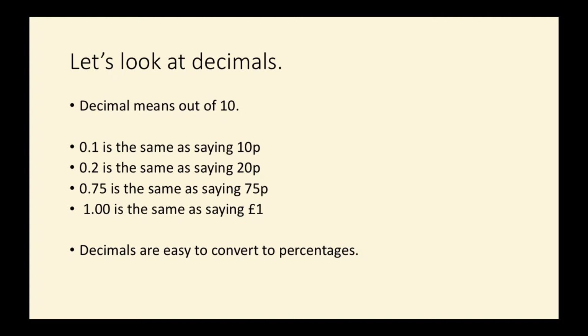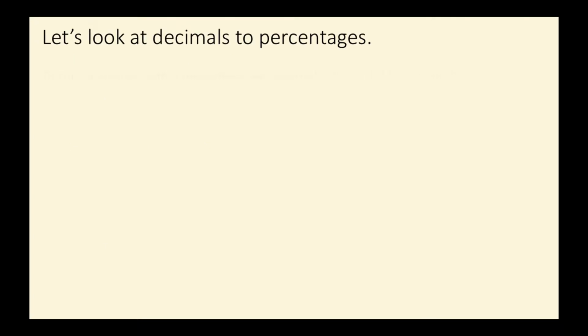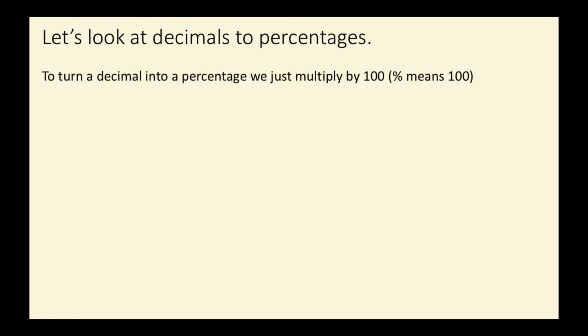Decimals are easy to convert to percentages. Remember that percentage means out of 100. So, to turn a decimal into a percentage, we just multiply it by 100. And again, I'm reminding you, percent means out of 100. So if we had 0.1 as a decimal, we just times it by 100 and it gives us 10. So it's 10%. 0.2 is 20%.